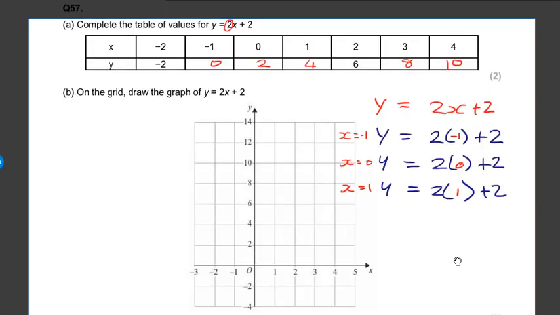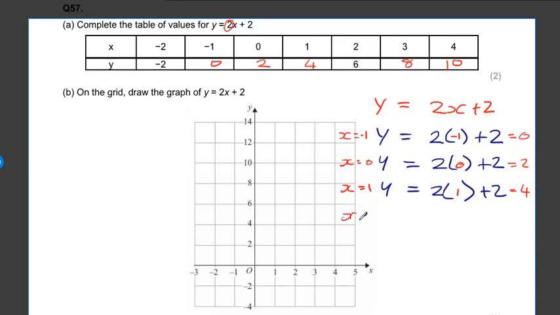So it's going to be like this. 2 times minus 1 is minus 2. Minus 2 plus 2 is 0. 2 times 0 is 0, plus 2 is 2. 2 times 1 is 2, plus 2 is 4. So you can see 0 to 4, 0 to 4, and this will just carry on for the rest of it.